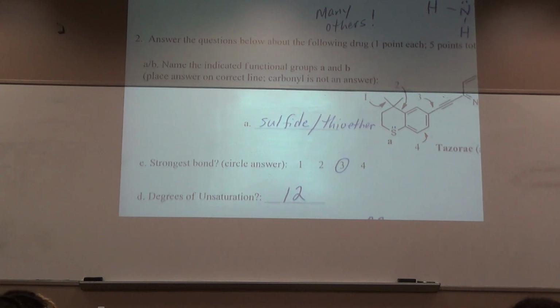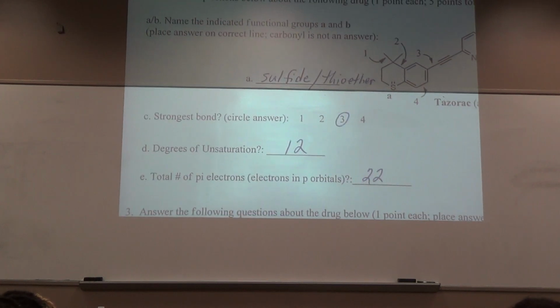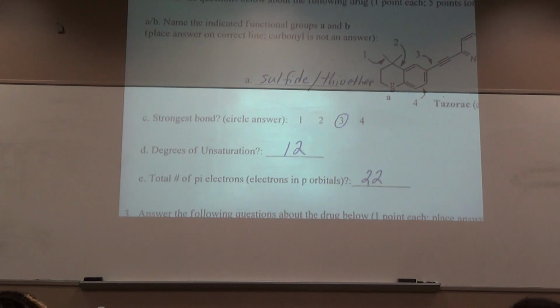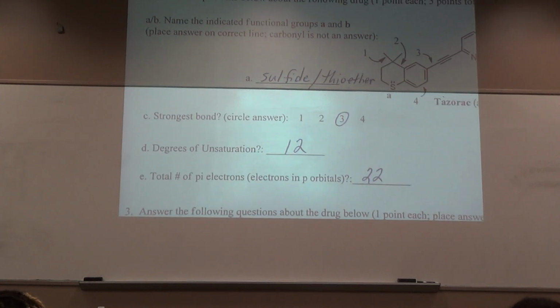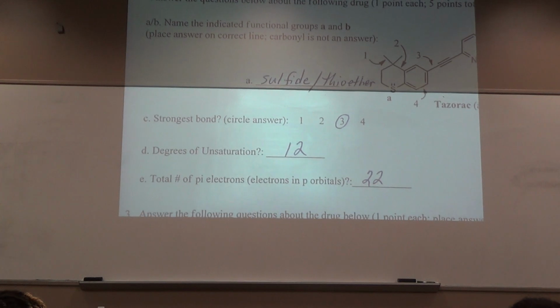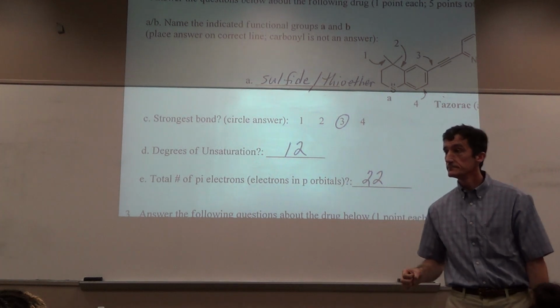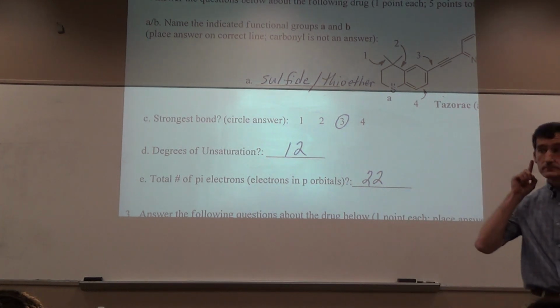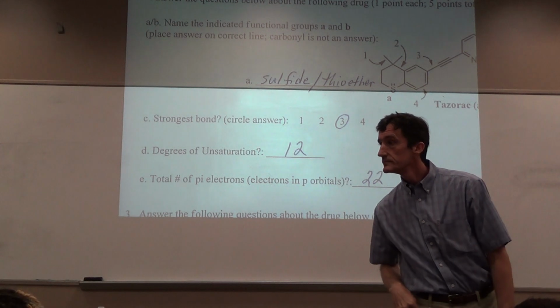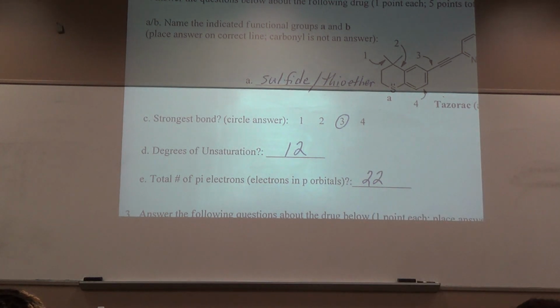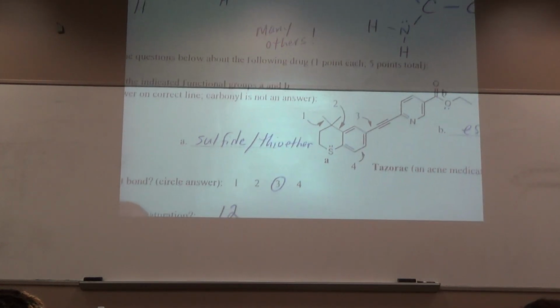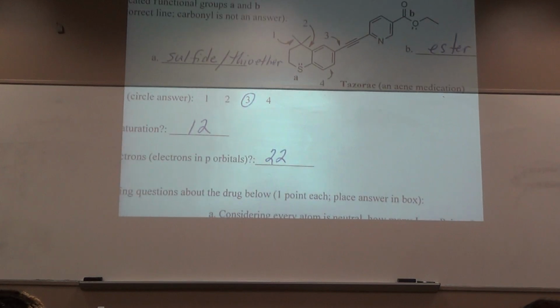Degrees of saturation, 12. Did I get that right? Yes. Did I get something else? Electrons in p orbitals, 22. Did I get that right? How we do on that one? Can you go back to the screen? Could you go back to the structure? 22. How we do? 22? Who got 22? Good.